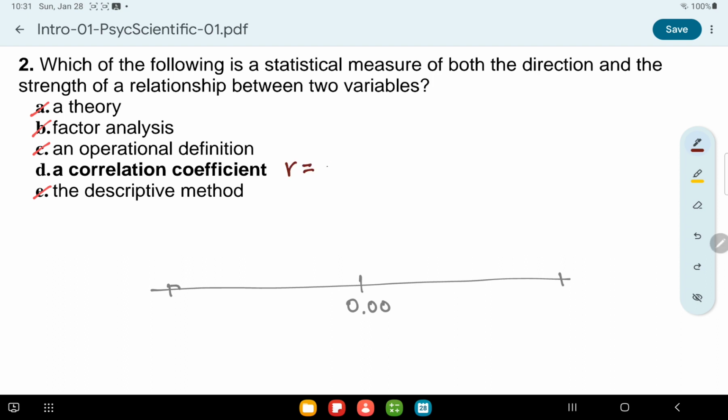For example, if R is presented as being equal to 0.31, all right? So this is a correlation coefficient. This is a correlation coefficient that describes, number one, a positive correlation, and number two, it gives the relative strength of the correlation, the relative strength of how closely correlated two variables are.